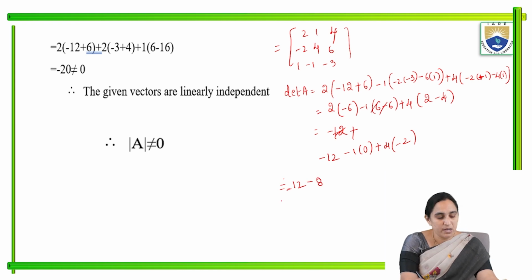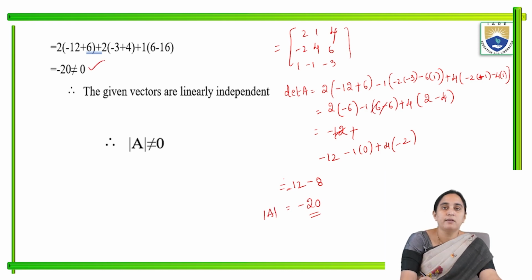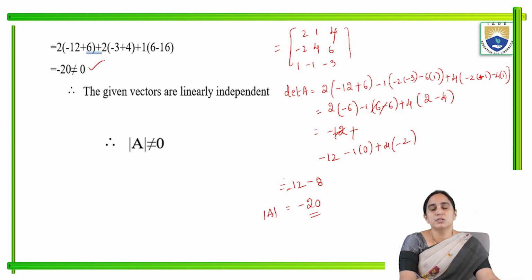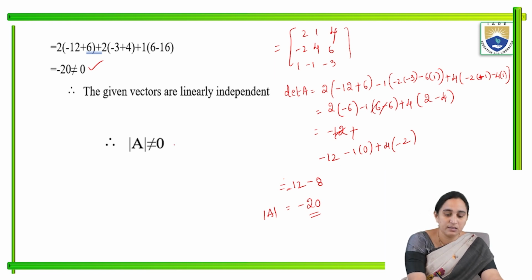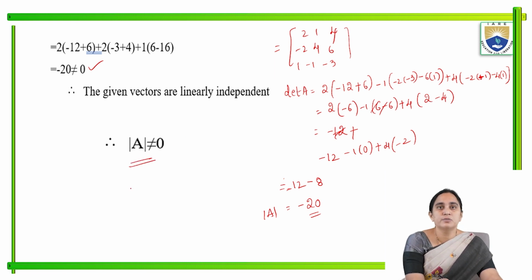Minus 12 minus 8, this is equal to what? Minus 12 minus 8 is equal to minus 20. Therefore, we get the det A value as minus 20. Is it 0 or not equal to 0? This is not equal to 0. Therefore, the given vectors are linearly independent, since det A is not equal to 0.